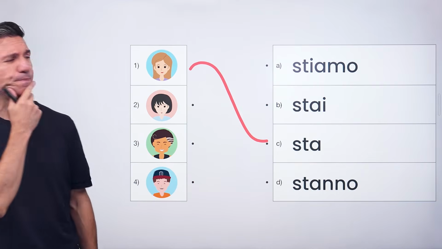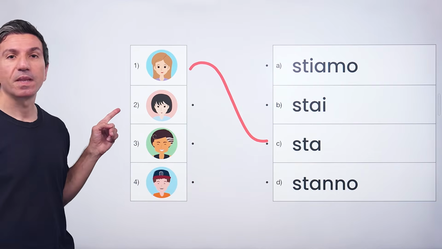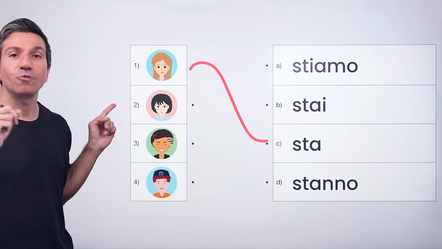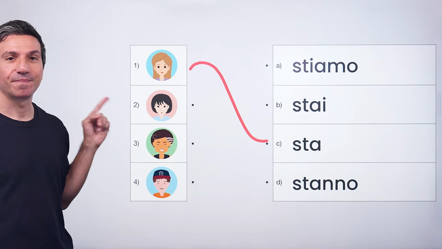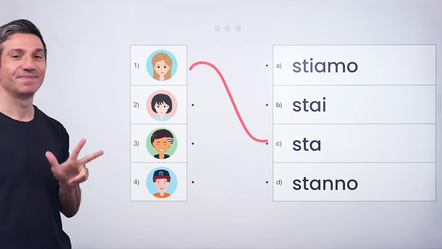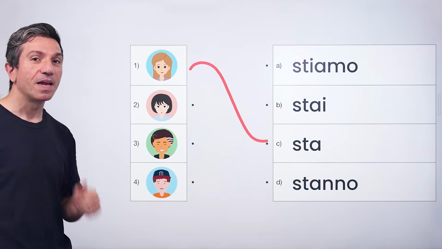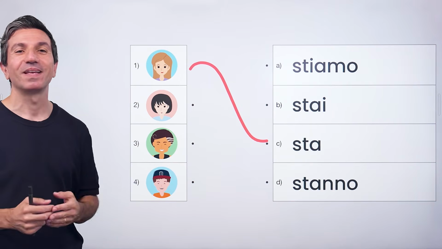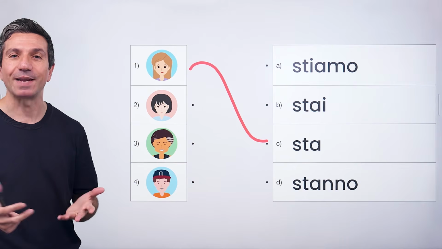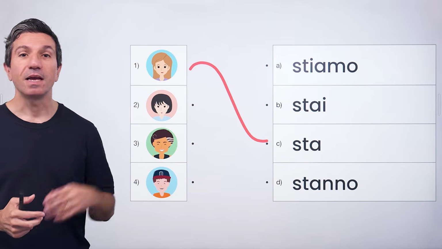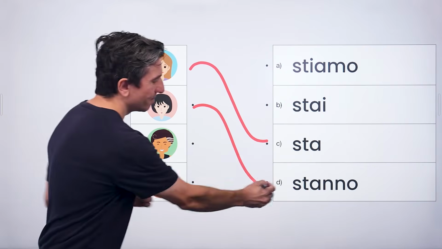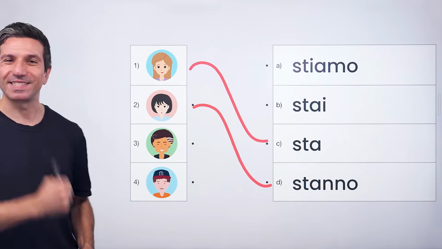How about stanno giocando al parco? Let's listen one more time. Stanno giocando al parco. Did you hear stanno? Stanno is the third person plural form of stare. So this sentence means they are playing at the park. Next.